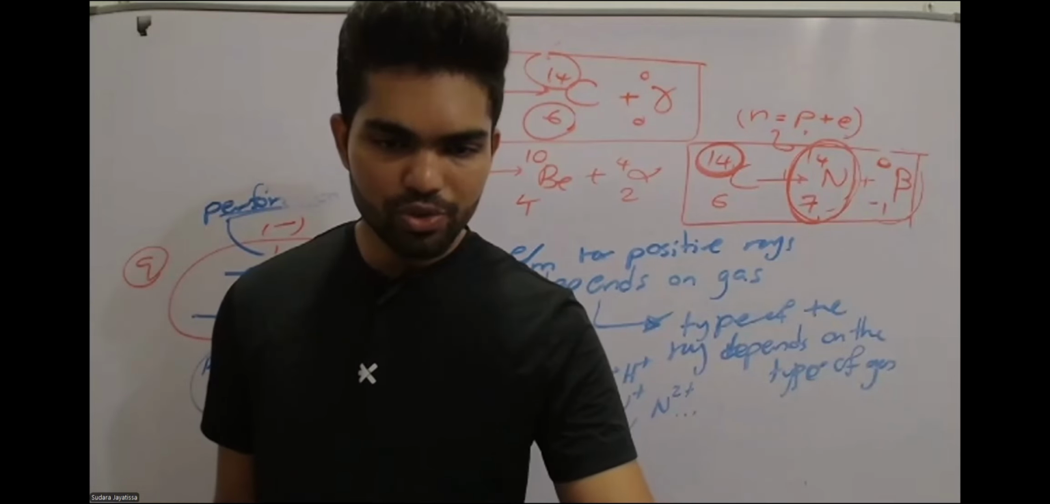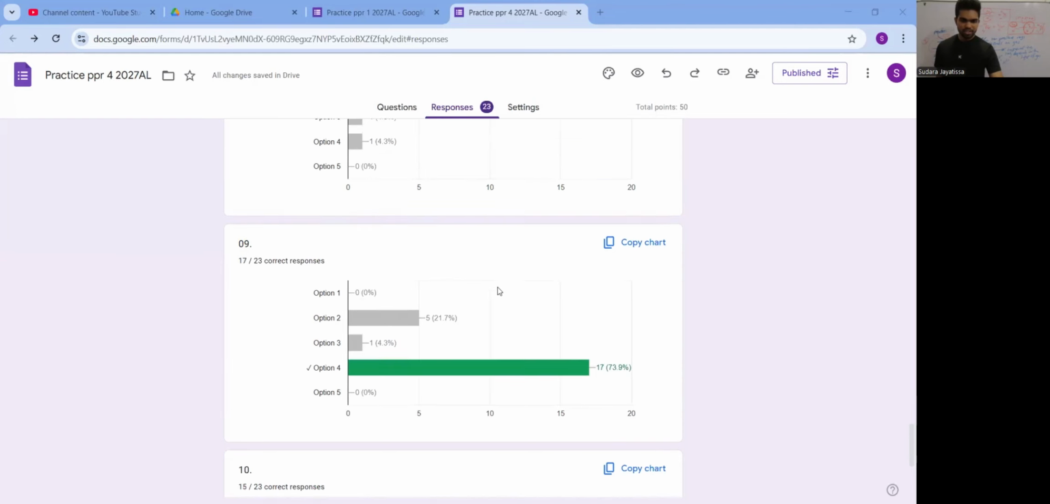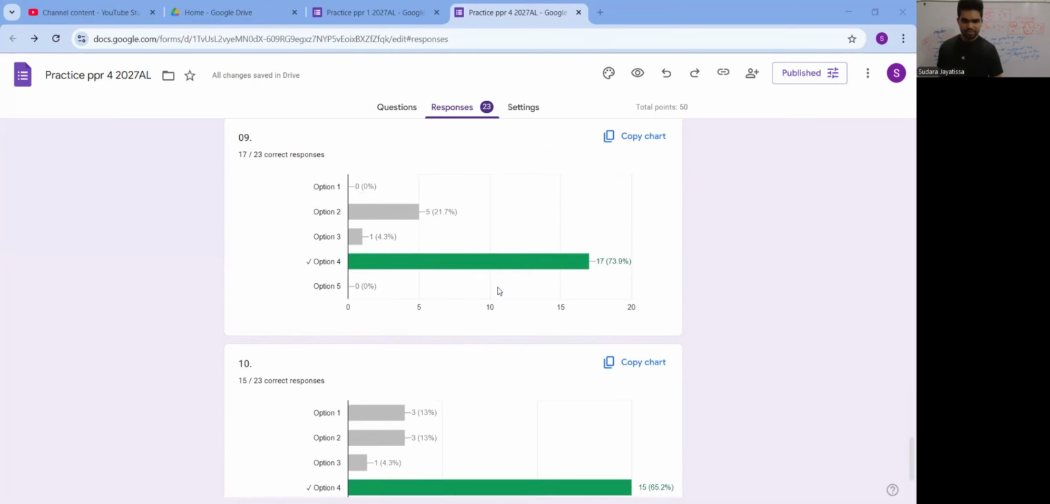So let's see how many of you got the answer for the last 2 questions. For the 9th one, 17 of you got the correct answer. Some of you have selected answer 2. That means you might have read it wrong. When a perforated cathode is used, only positive rays can be observed.